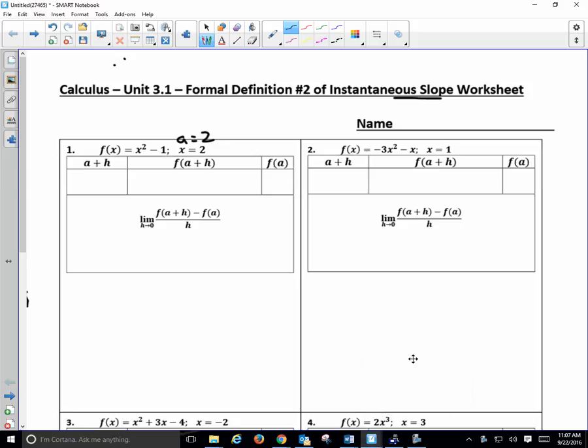All right, there we go. So we're going to use a formal definition, and here it is written right here. And we are going to say that our x values are a value. So when we type it in here, we get 2 plus h. In the second box, I'm going to find out what f of a plus h is. So I'm going to take that a plus h, or 2 plus h, and I'm going to plug it into the function. When I do that, I get 2 plus h, quantity squared, minus 1.